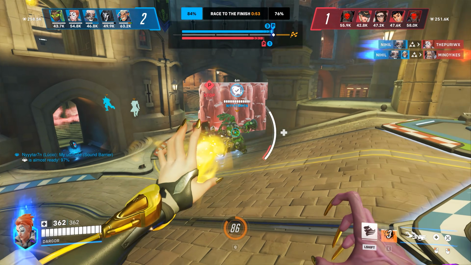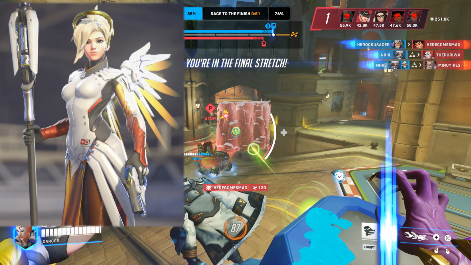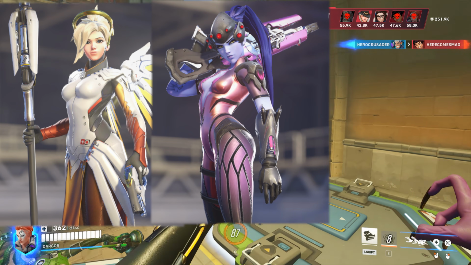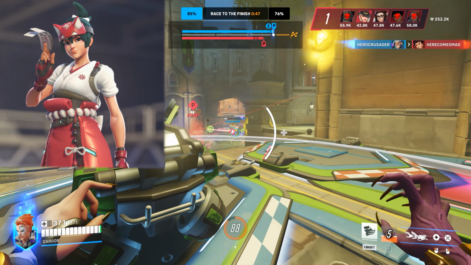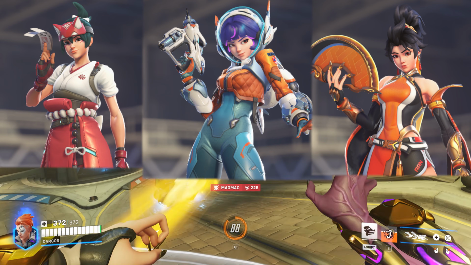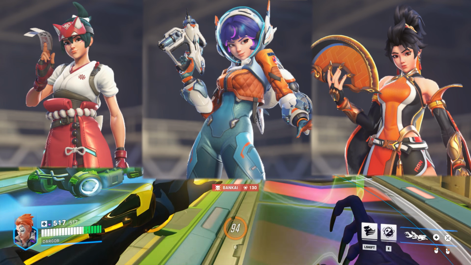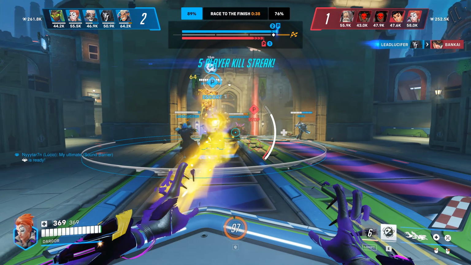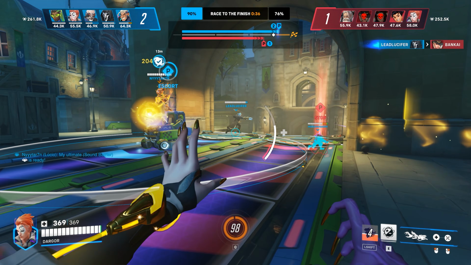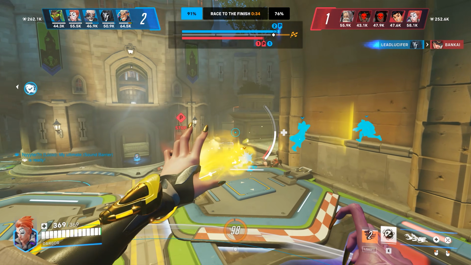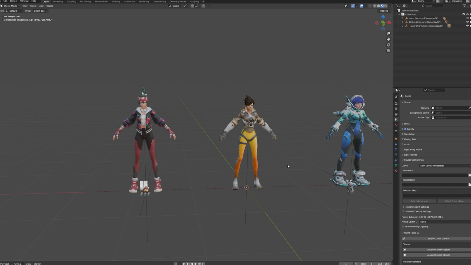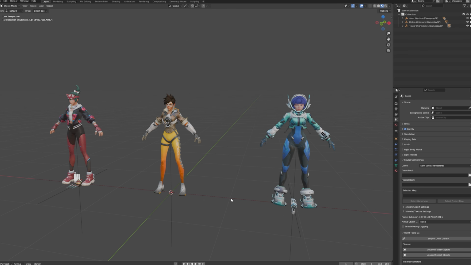For example, you can see there's a big difference between Mercy, Widowmaker, and Diva, whereas Kiriko, Juno, and this new hero that everybody's complaining about look very similar, but they're really not the same. As always, this is being blown out of proportion, and just to put things to rest, that's why I brought these 3D models here in Blender.